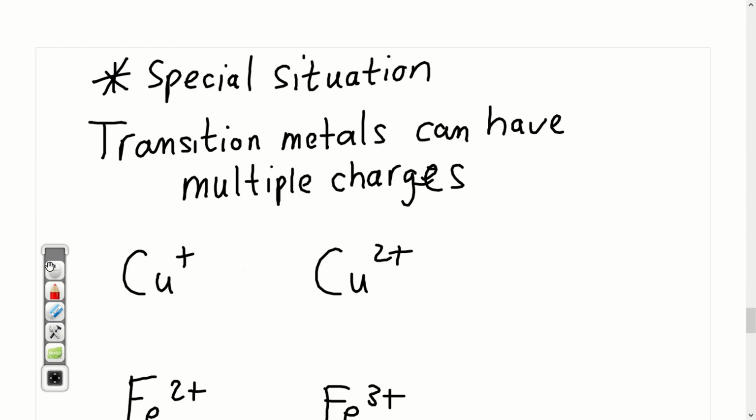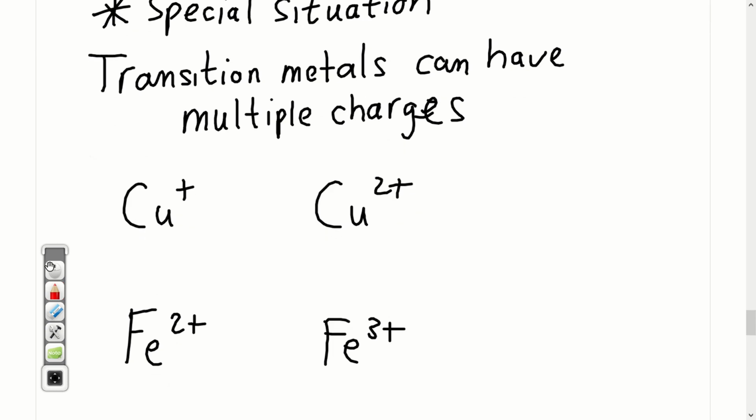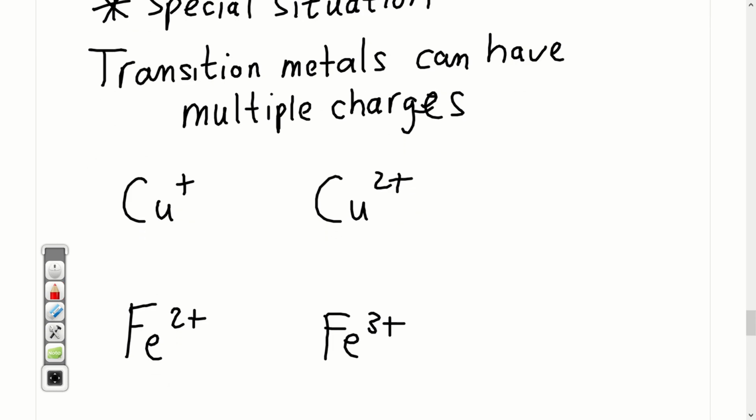Now, there is one special situation that can come up, where we have transition metals. As I said, transition metals are kind of funky. We kind of just made a general statement that they have 2 valence electrons, but they have multiple charges, which is why we don't mess with it. So with transition metals, the same metal can have multiple charges. You can see right here, I have copper plus and copper 2 plus. I have iron 2 plus and iron 3 plus. Don't worry about why it's one or the other. More just make sure we know how to name it.